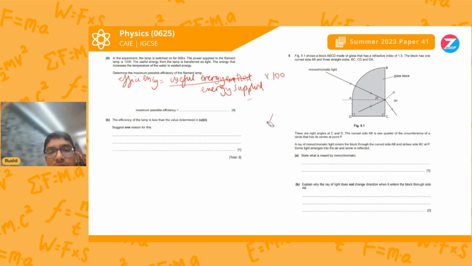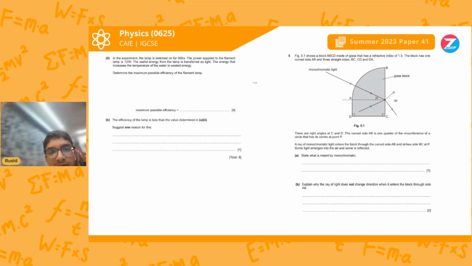So if the total energy supplied is 6500 joules, and as we figured out in the last part, 6300 joules is energy wasted, that means the useful energy is 6500 minus 6300, which is 200 joules, divided by 6500 into 100, which is 3.1%. This is the maximum possible efficiency.